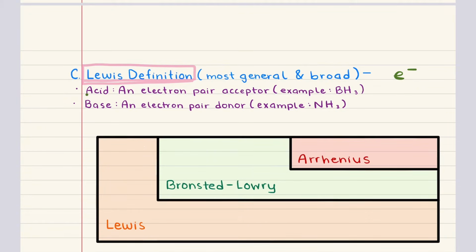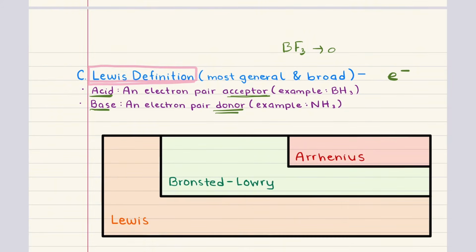So a Lewis acid is an electron pair acceptor, and a Lewis base is an electron pair donor. So in this framework, a molecule like boron trifluoride, which has an empty orbital and can accept a lone pair of electrons, is considered a Lewis acid. Meanwhile, a molecule like ammonia, which has a lone pair of electrons that it can donate, is considered a Lewis base. So the Lewis definition is considered the most general because it captures all acid-base interactions that involve electron pair movement, including a lot of reactions that don't directly involve protons at all.